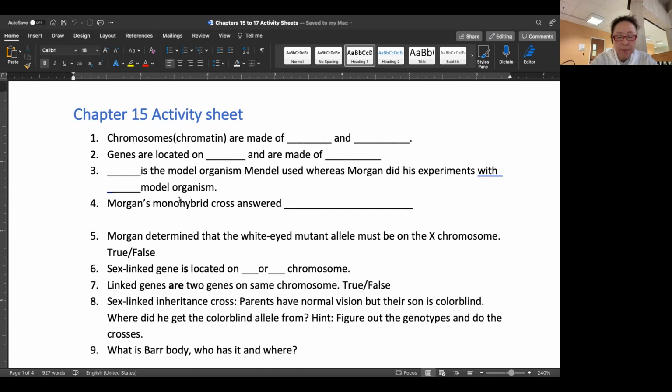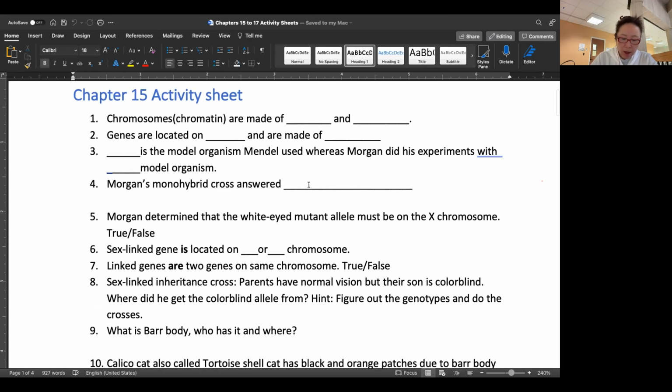Go ahead. Okay, yes. Number one, chromosomes, chromatin are made of the protein and the DNA. Good. Okay, and the second, genes are located on chromosomes and are made of DNA. Very good. Third one, pea is the model organism Mendel used, whereas Morgan did his experiments with the fruit fly model organism. Yeah, green peas, they call it green peas. Oh, green pea, okay.